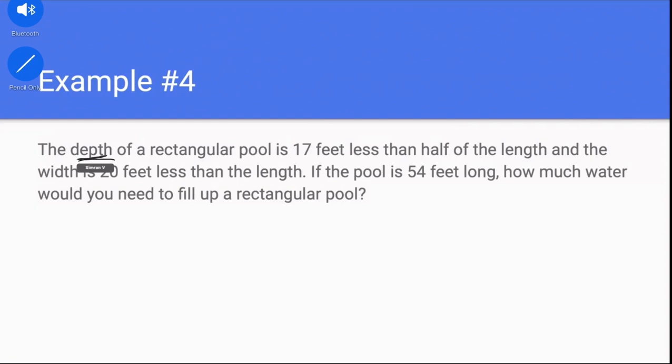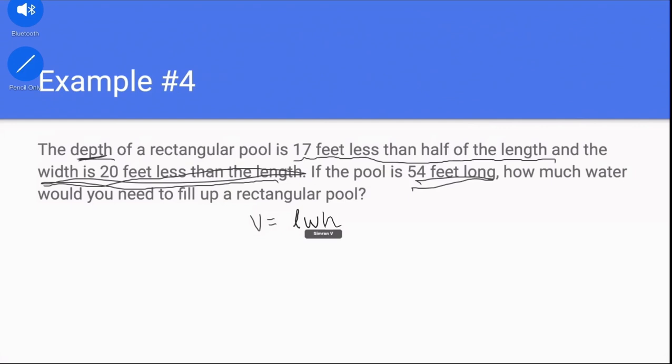Example 4, the depth of a rectangular pool is 17 feet less than half of the length, and the width is 20 feet less than the length of the pool, which is 54 feet long. How much water would you need to fill up a rectangle pool? So underline the important stuff and start. So first just go with the formula, volume equals length times width times height. Okay, continuing on. Now we're going to have to find, so we know what the height is, which is going to be 17 feet, or depth is equal to height. That's basically what it's telling us.